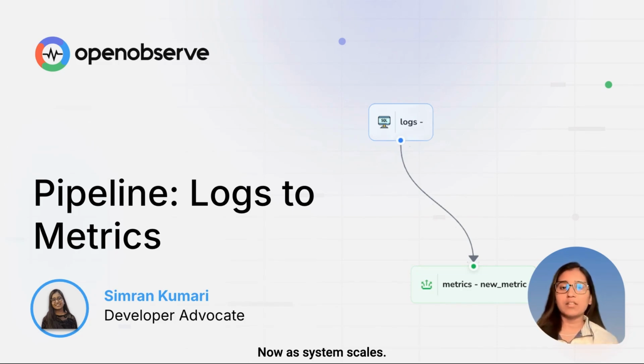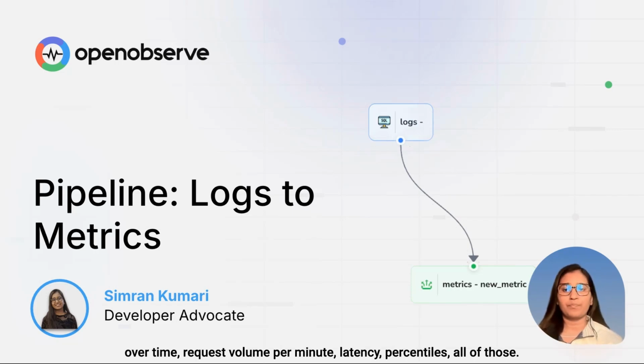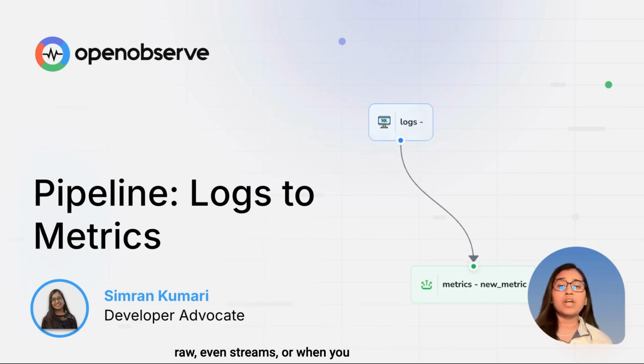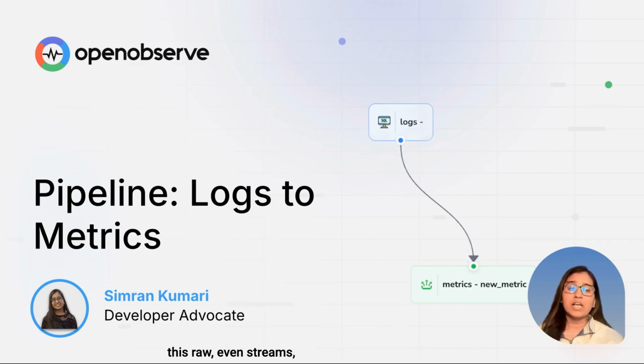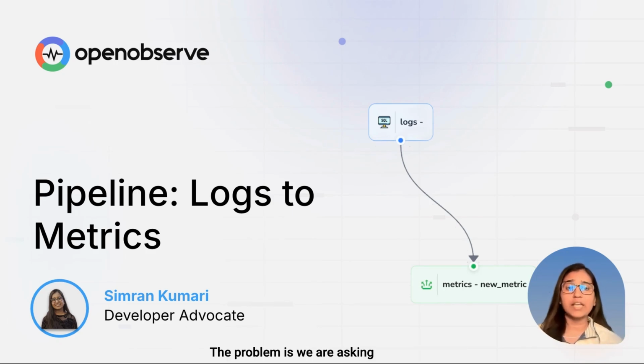Now, as systems scale, teams want dashboards that show trends over time, like error rates over time, request volume per minute, latency percentiles, all of those. All of this data can be extracted and exists inside the logs. But when you build dashboards directly on top of raw event streams, or when you run queries on top of them, aggregating this high volume of data repeatedly quickly becomes slow and inefficient. The problem is we are asking the metric question while still relying on logs.